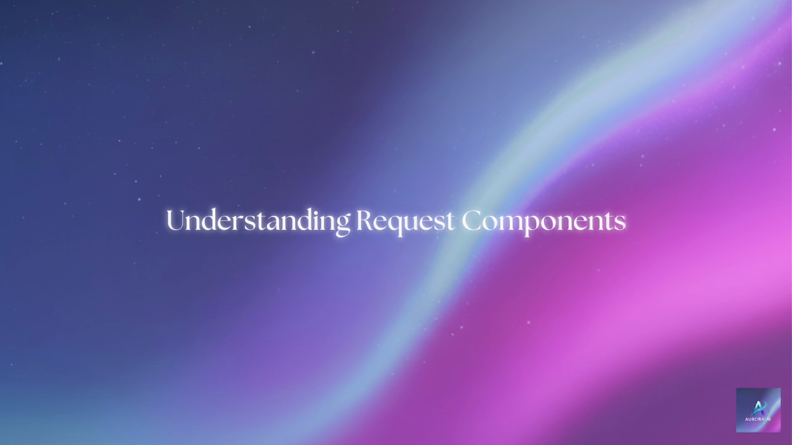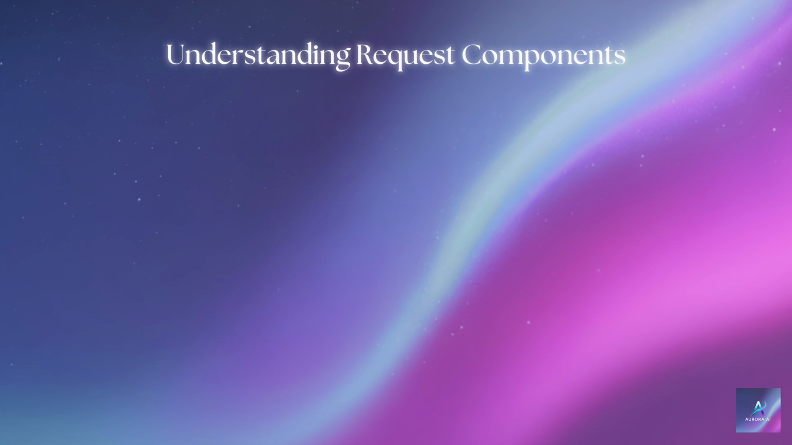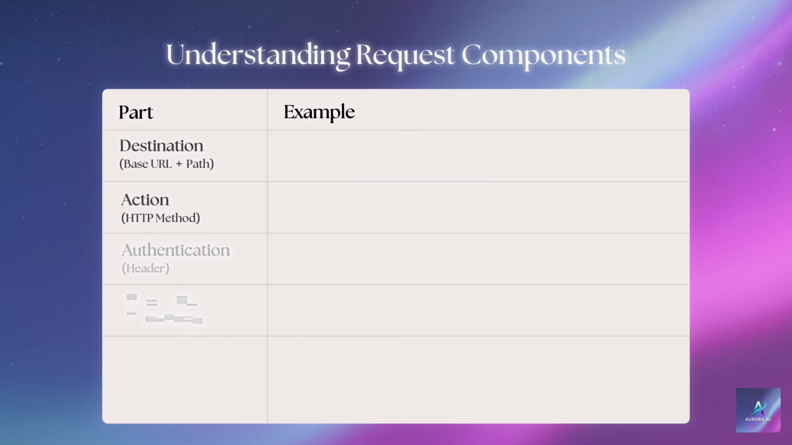Now let's examine what actually goes into a request. There are 5 main components. We'll start with a table to outline each one. Don't worry if it feels like a lot at first. We'll go through every part step by step.